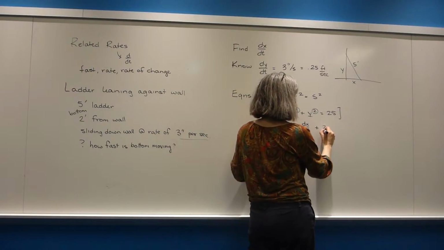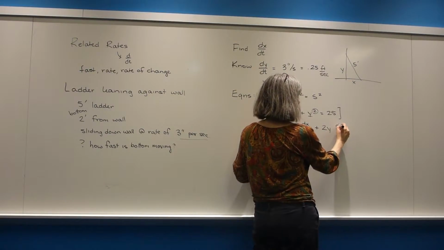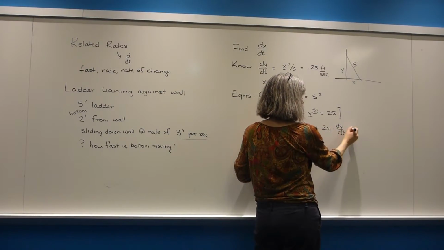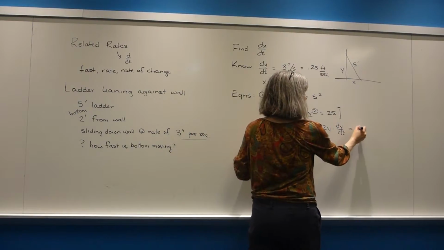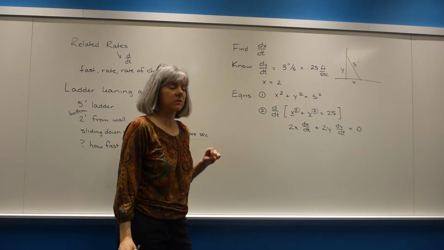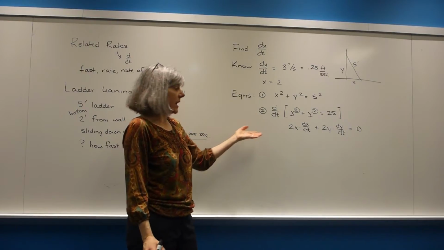2y times dy/dt. dy/dt, absolutely. Derivative of 25? 0, always. Doesn't matter what variable you're doing that with respect to. Okay, so now I have related my rates.